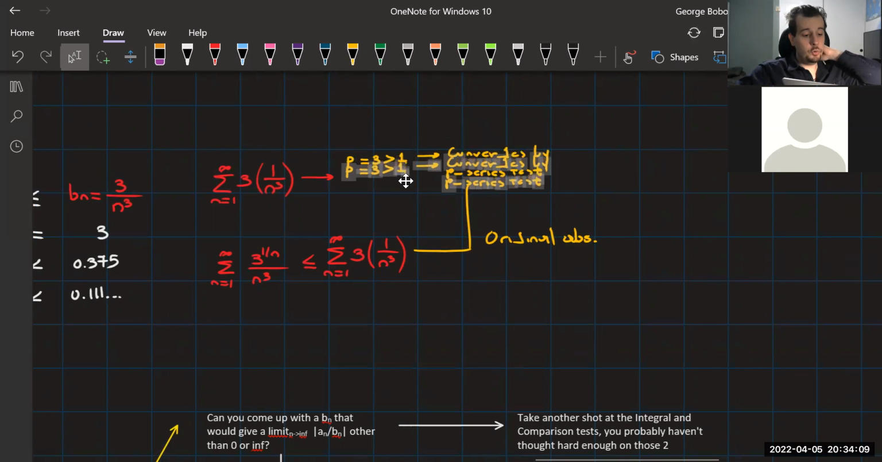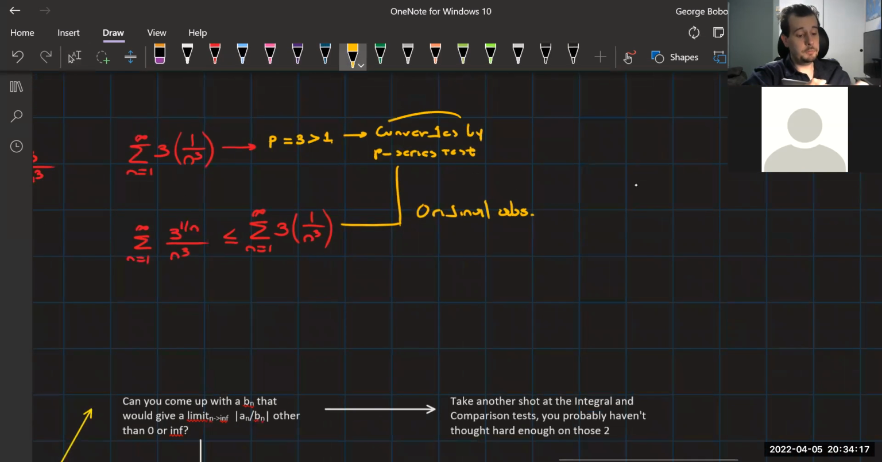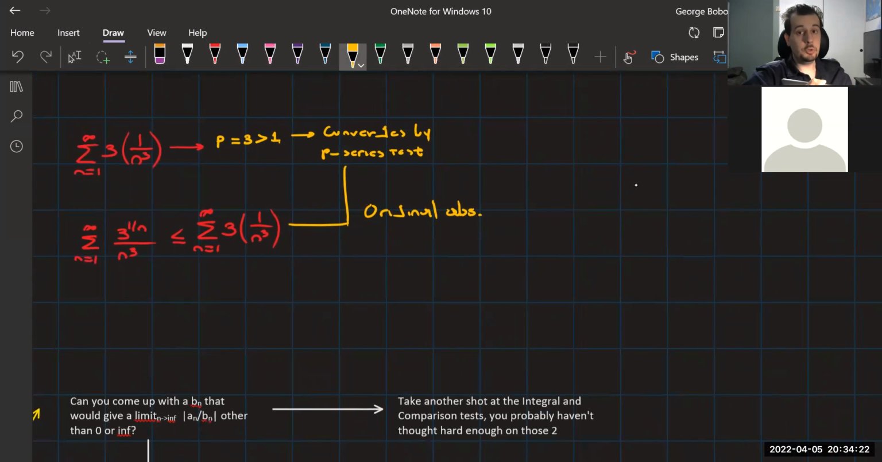Okay, so when we have this situation, now we know, since you picked one that is consistently larger and you found that it converges, then the smaller one obviously will converge as well. So we have the original absolutely converges by the comparison test again.